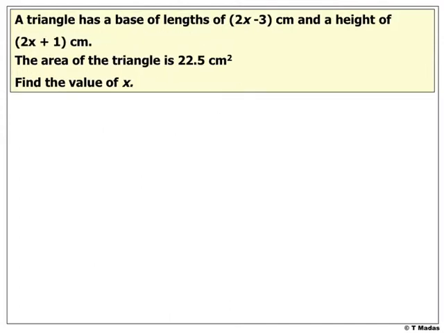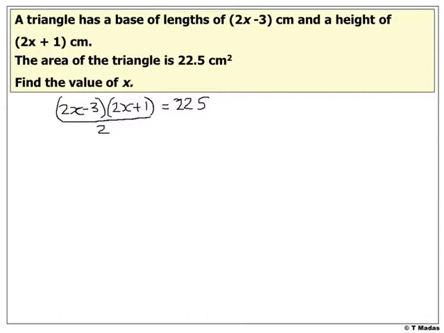So here's a very similar question with a triangle. To work out the area of a triangle, it's the base times the height, but then I've got to halve it. So let's write down an equation to represent that. So we can have 2x minus 3, which is the base, multiplied by the height, which is 2x plus 1. But then I've got to divide all of that by 2 because it's a triangle. And then I can form my equation because I know it equals 22.5.